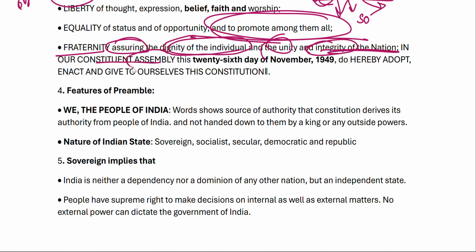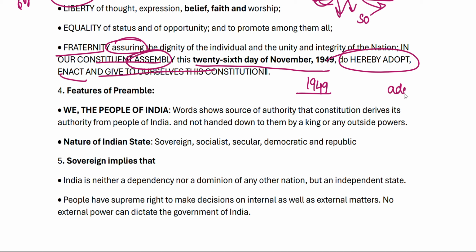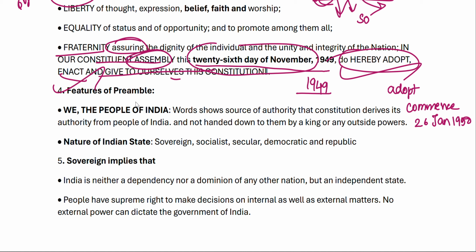In our Constituent Assembly, this 26th November, so the date is 26th November 1949, do hereby adopt, enact and give to ourselves this Constitution. The commencement of the Constitution is 26th January 1950, but adoption and enactment is on 26th November 1949.